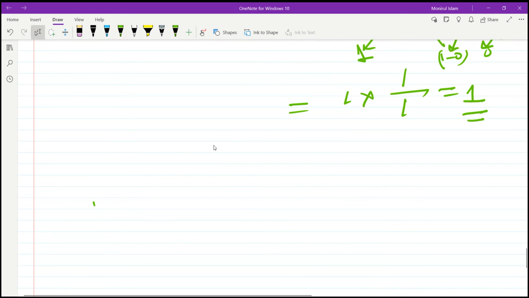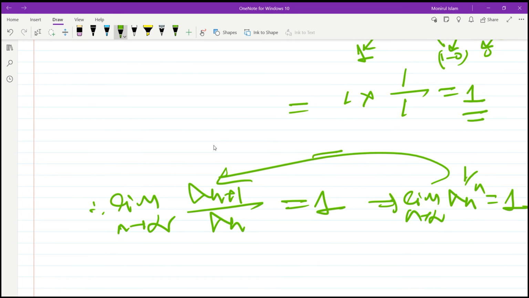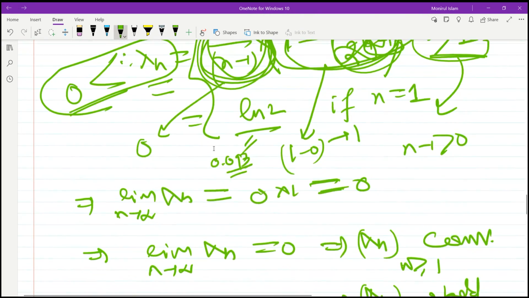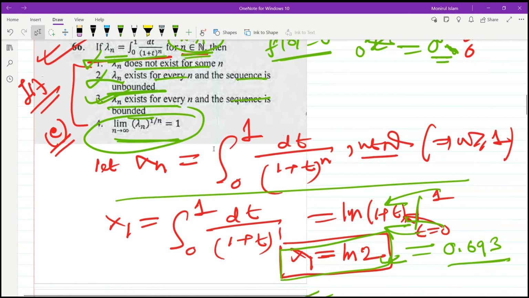So limit of lambda n plus 1 upon lambda n is 1, and according to the result, limit of lambda n to the power 1 by n is also 1, because both are equal. So the statement given is correct. Hope you understand. So in this question the correct options will be 3 and 4.